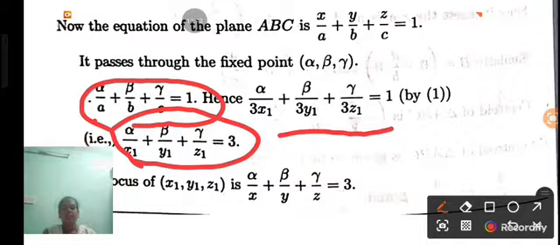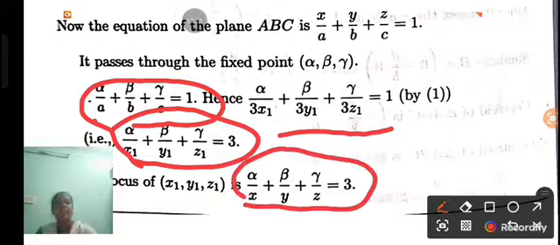Thus, we have shown that the locus of the centroid (x1, y1, z1) is alpha by x plus beta by y plus gamma by z equal to 3. This elegant result connects the geometry of planes with coordinate geometry and locus. Stay tuned for more 3D geometry insights.